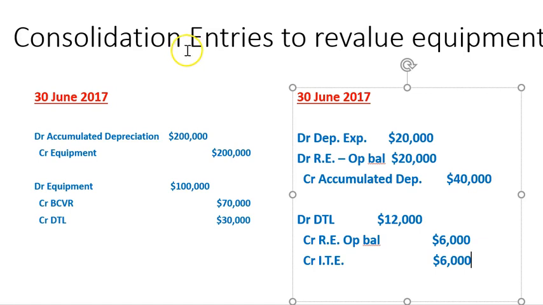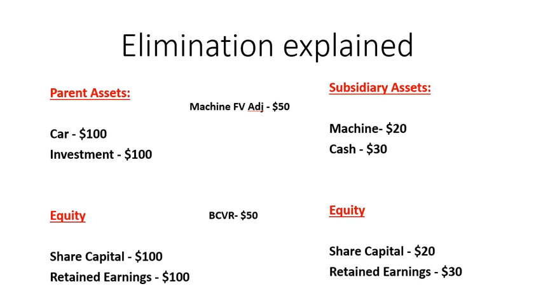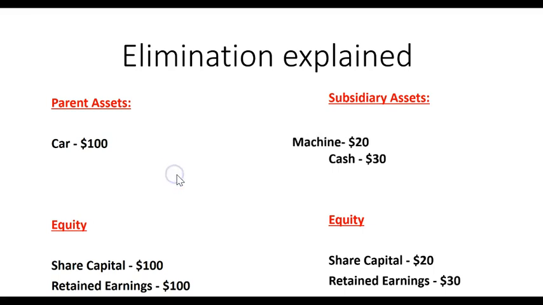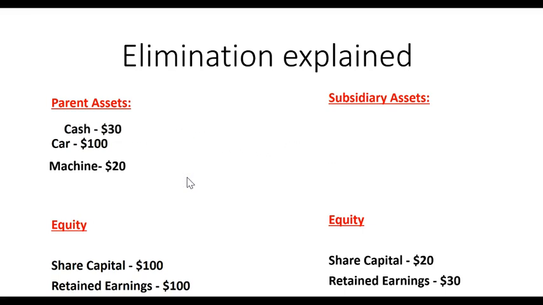So that's all revaluing. I just want to do an explanation of why we actually need to eliminate BCVR. Okay, so we know that our investment line item represents the fair value of the net assets of the subsidiary when we acquired it. So because we add the fair value of the net assets of the subsidiary to the parent assets for the consolidated balance sheet, we know that's why we eliminate the $100 of investment assets. Then obviously we move the subsidiary's assets over.